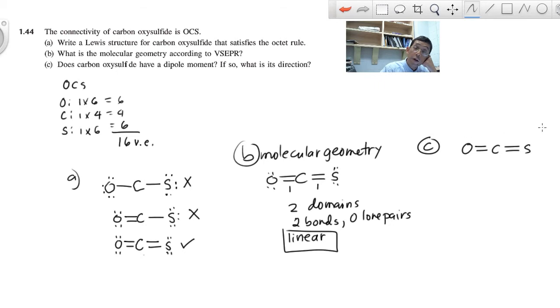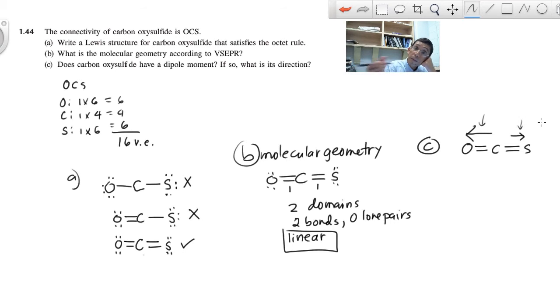Between oxygen and carbon, which is more electronegative? Oxygen is a lot more electronegative than carbon, yes? Next, between carbon and sulfur, which is more electronegative? It's sulfur, but the difference is not that great, so it's tiny. So notice that the left arrow is larger than the right arrow because sulfur is less electronegative than oxygen.